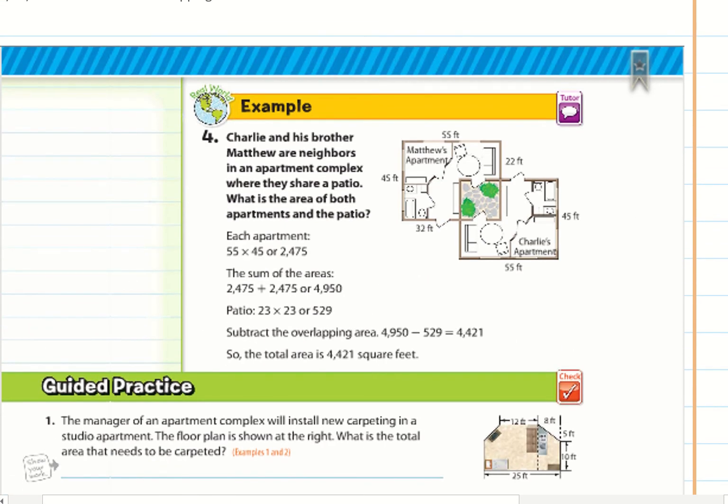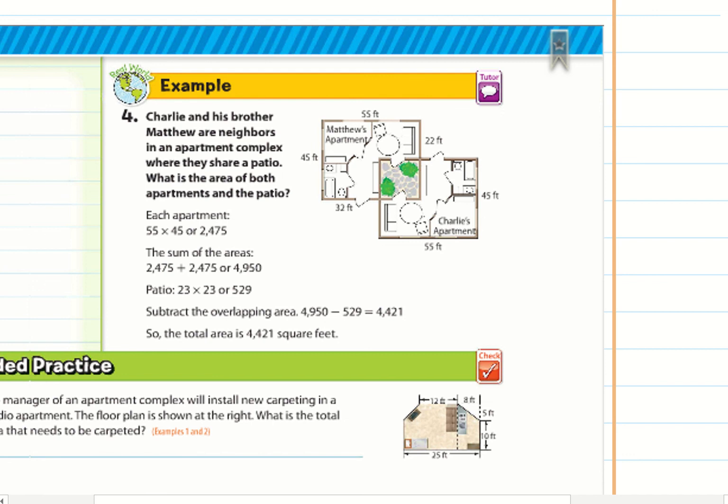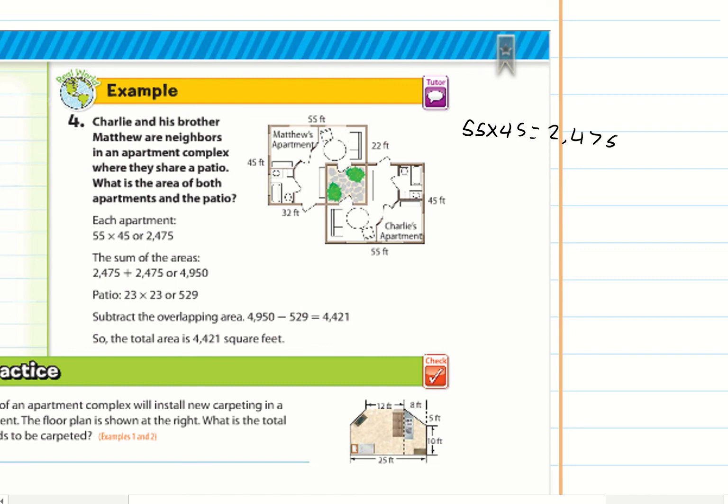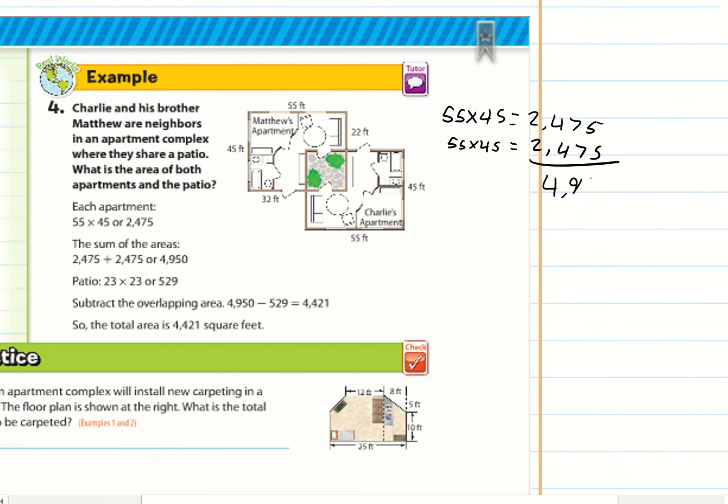Last example. Charlie and his brother Matthew are neighbors in an apartment complex where they share a patio. What is the area of the patio? So if I take the top one, I have 55 by 45. That's the dimensions of my large rectangle. So 55 times 45 equals 2,475. And then my bottom, I have 55 by 45, so same thing. 55 by 45 equals 2,475. When I add those together, I get 4,950.